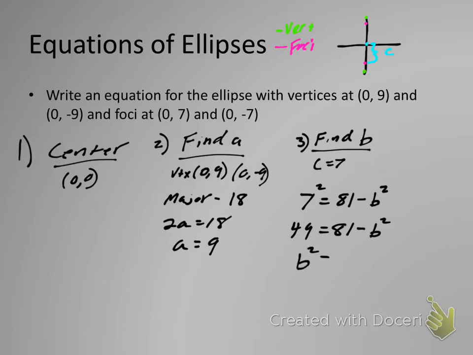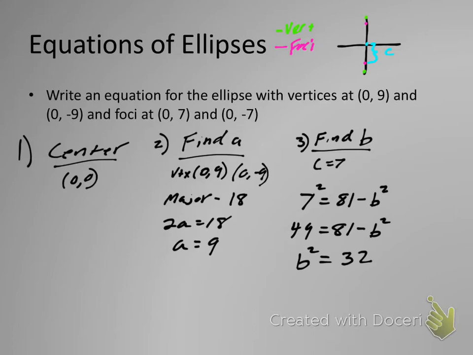So B squared equals what? Negative 32 or just 32? Just 32, because negative B squared equals negative 32. See that? Subtracting, then multiply negatives. So B squared equals 32. And you don't need B itself to write the equation. You need B squared. Okay? Everybody get it?